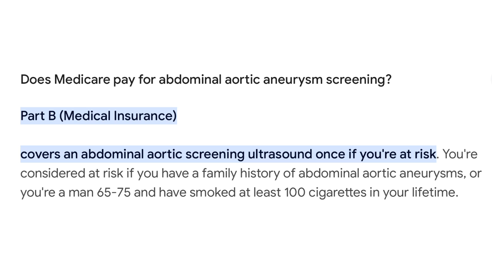And of course, men who have ever smoked, and the definition they use with Medicare is over 100 cigarettes or more in your entire lifetime, which will mean a lot of people, because back in the day, a lot of people were smoking.